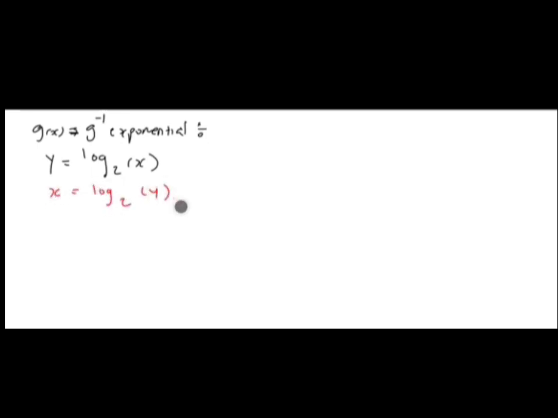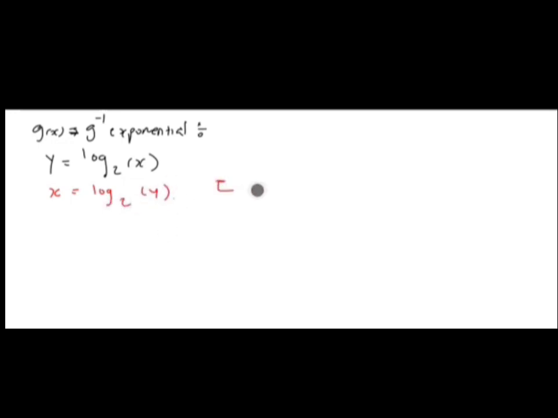The inverse of g, now as you know, g is a logarithmic function, so you'd expect the inverse to be exponential. And all you need to do is just write out the function in the form of y instead of g, so that looks something like y equals log base 2 of x. Then what you do is you swap the two, so x becomes y and vice versa. And what you do is you make y the subject of the formula.